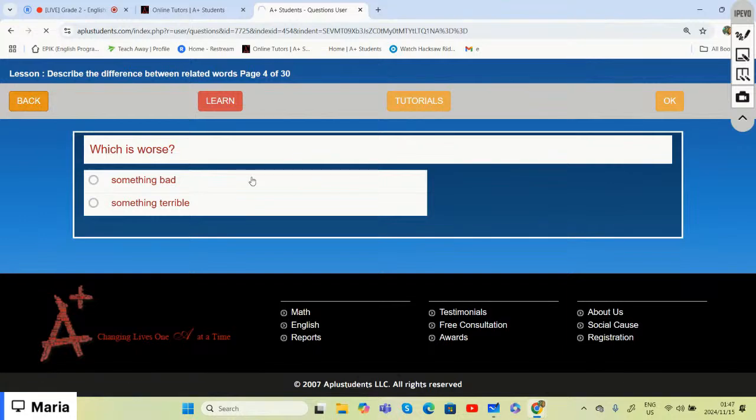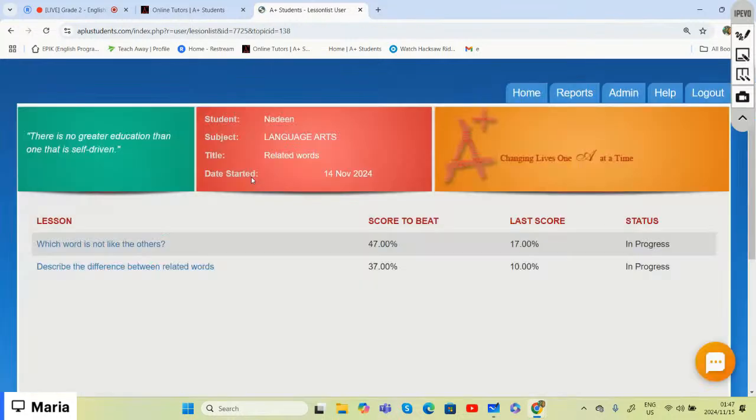All right. So this is now the end of our lesson on related words. We identified words that are grouped together, and then we identified words that are not like the words that are grouped together. And then we also had to describe the difference between related words, where you'll have words that are similar, yet they are quite different.